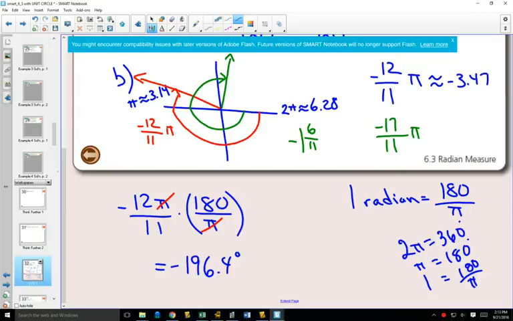A shortcut for changing from radians to degrees that works if there's pi. Can you see that every time you'll have a pi, they'll cancel out? And since pi is equal to 180 degrees, what some people use as a shortcut, if I want to change negative 12 pi over 11 into degrees, I just change my pi to 180, and that'll work every single time.